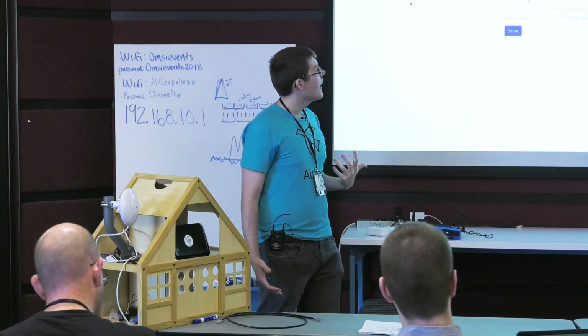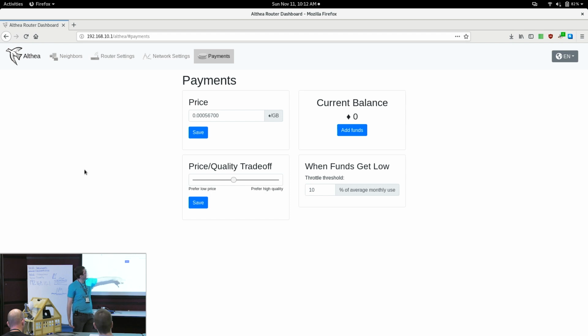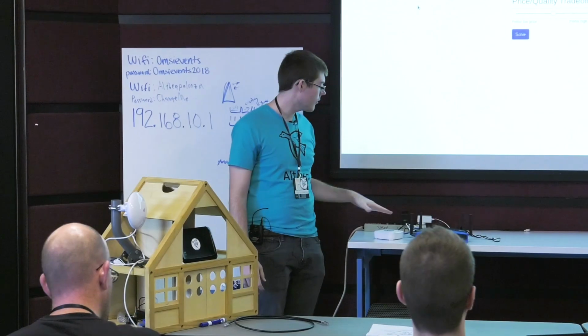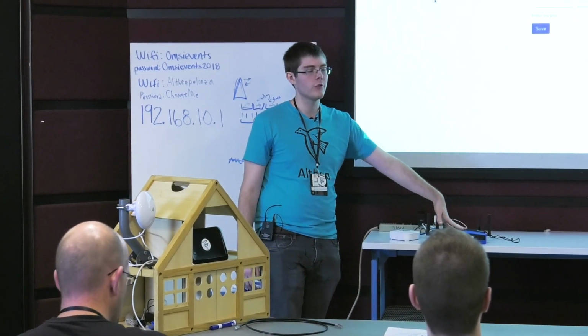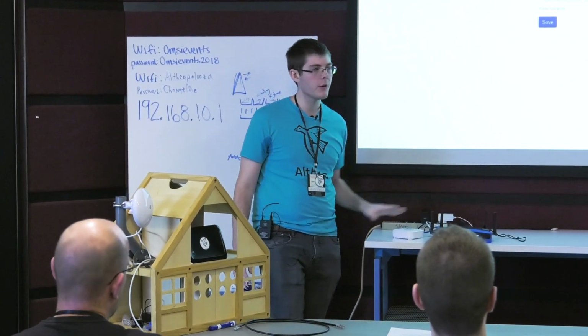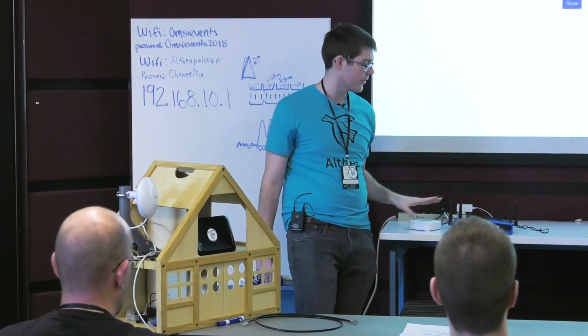And then over here, we have when funds get low. Althea routers are prepaid. You deposit Ether or whatever stablecoin into the device, and it's going to open a payment channel with the adjacent device, which is metaphorically like putting money on the table and then it can easily move a little bit of that over to the next device at a time.